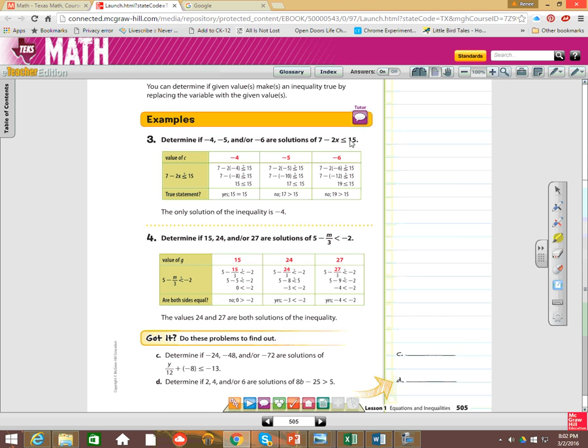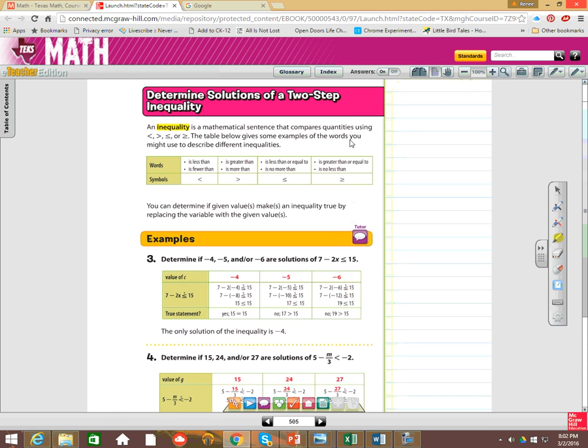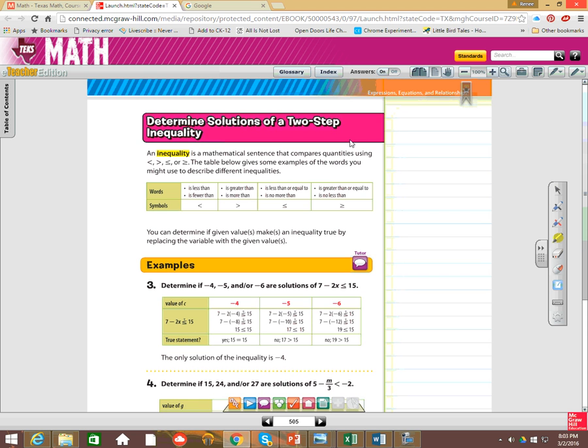Now we're at the example at the top. We're talking about determining the solutions of two-step inequalities. We are now on page 505. Now it says determine solutions to two-step inequalities. We're still within the same lesson. If you have questions, let me know.